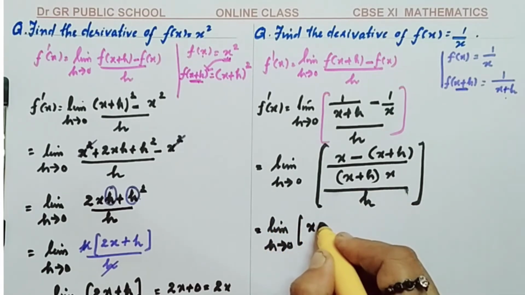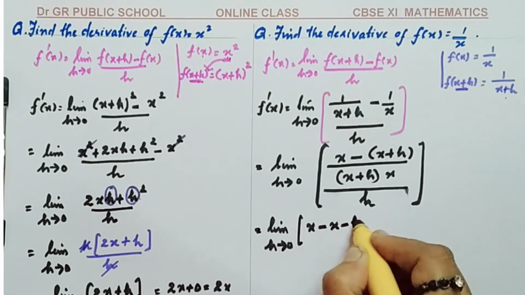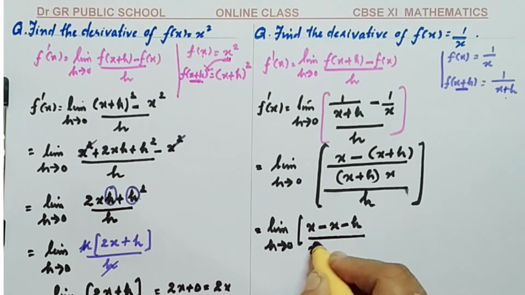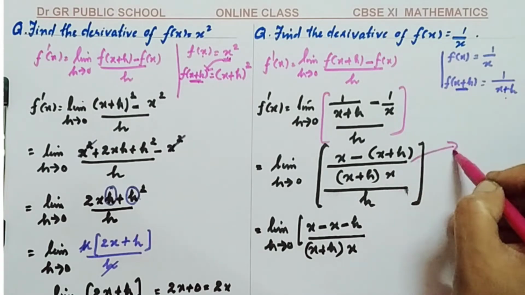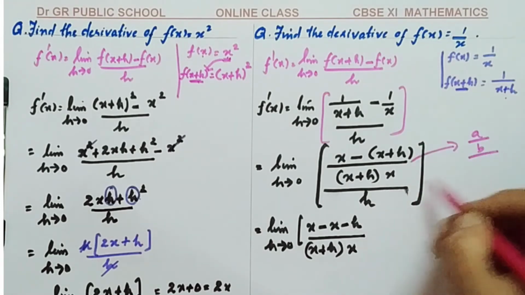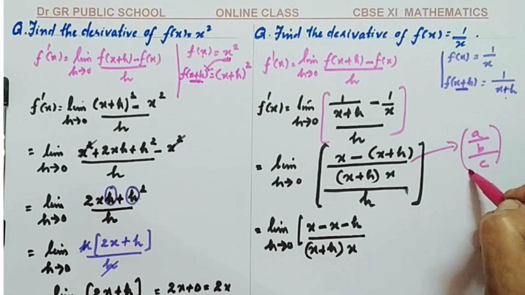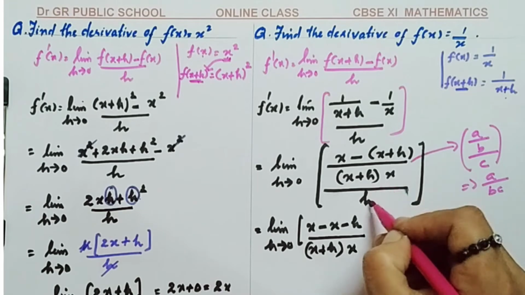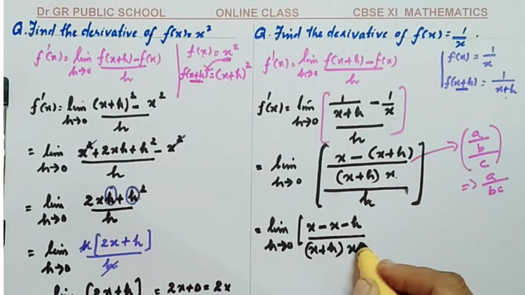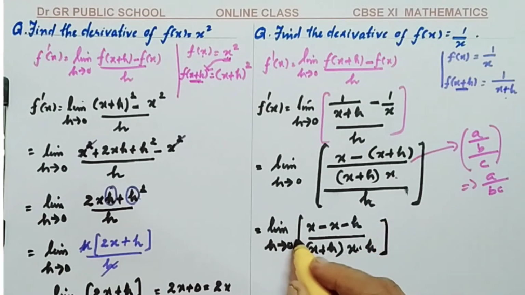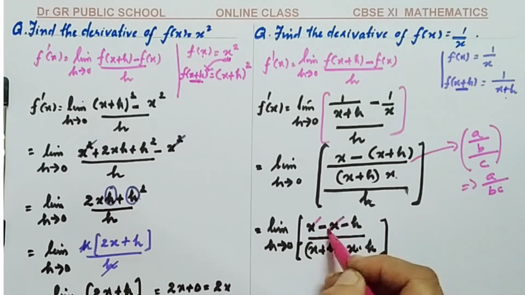Equals limit h tends to 0. Removing the bracket, x minus x minus h divided by x plus h into x. Remember, we can think of this as a by b, the whole divided by c. You know how to divide two fractions: take the reciprocal and multiply, it becomes a by bc. So this denominator c will come here, so x plus h into x into h will come in the denominator itself. Again, we can cancel: plus x minus x get cancelled.